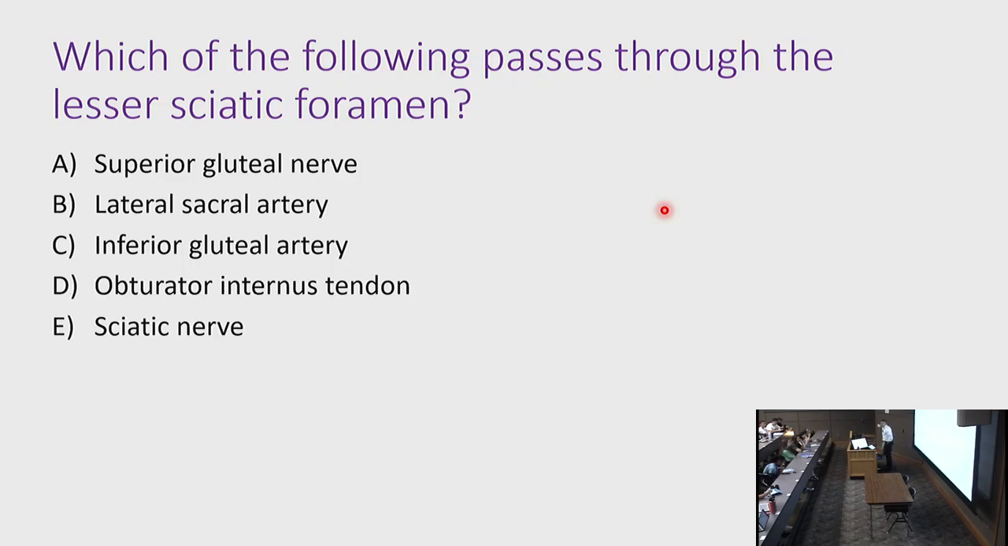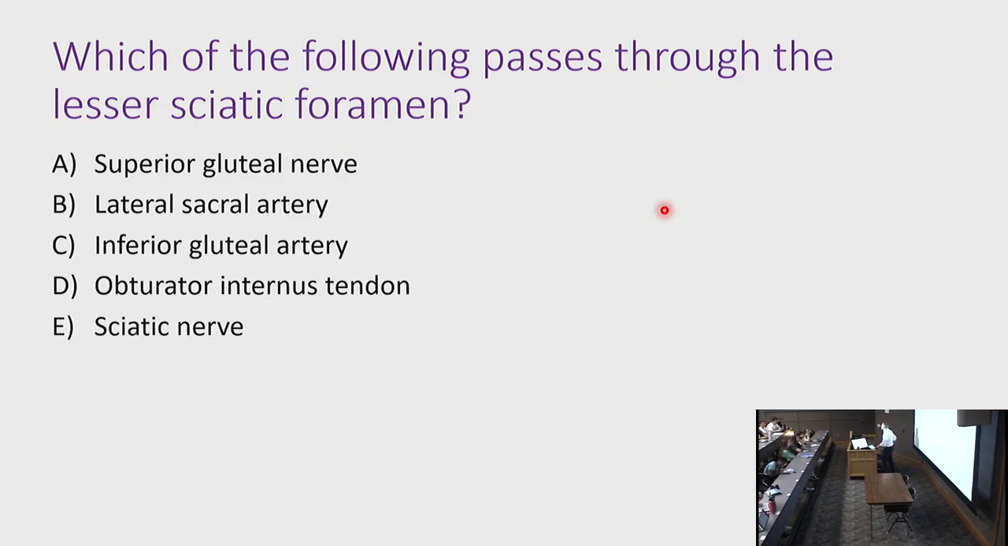All right, so same thing. We're going to practice going through this one after the other and say, does it go through, does it not? And you can tell me where it does go through if you feel so inclined. So the superior gluteal nerve, does that pass through the lesser sciatic foramen? No, passes through the greater sciatic foramen. All right. Lateral sacral artery? No, doesn't pass through the foramen. Inferior gluteal artery. It says inferior, but no, it's not through the lesser sciatic foramen.